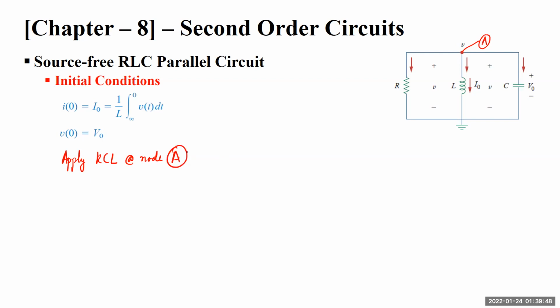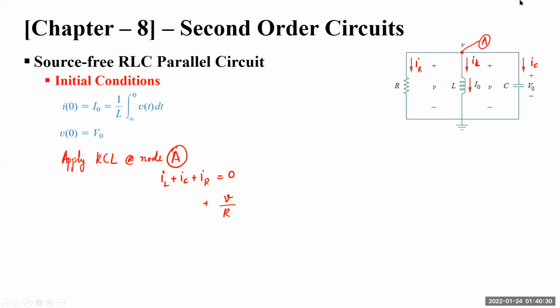At node A, there are three currents that are leaving and there is no current that is entering. I call the leaving currents IR, IC, and IL, for the resistor, the capacitor, and the inductor. There's no current entering, so we can write IL plus IC plus IR is equal to 0. The node at which we are measuring is A, and the voltage at this node is V. The IR can be written as V divided by R.